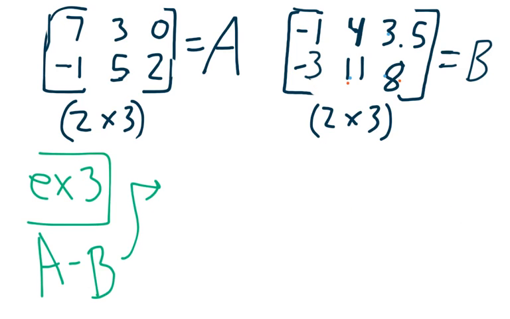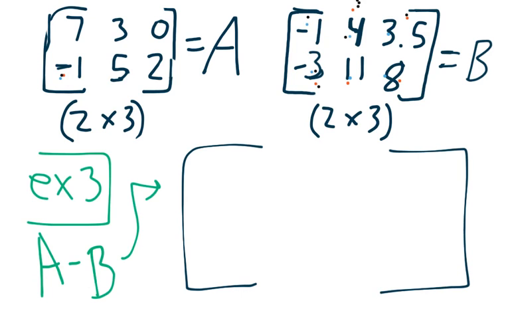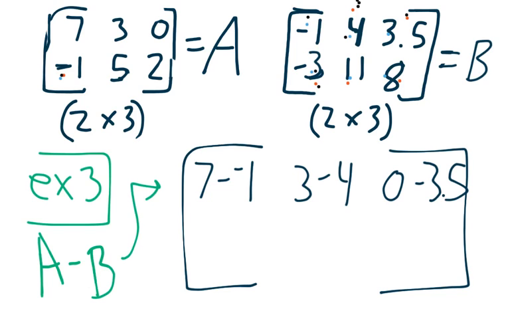So again, I'm going to erase this, so if you need this, pause the video. So what about subtracting the matrices? I'm going to take matrix A, this one here, and then subtract matrix B from it. Well, same thing, subtract corresponding parts. The top left is going to be 7 minus -1. Top middle, 3 minus 4. Top right, 0 minus 3.5. Because again, it's A minus B. So this one over here minus that one. Bottom left, -1 minus 3. Bottom middle, 5 minus 11. Bottom right, 2 minus 8.